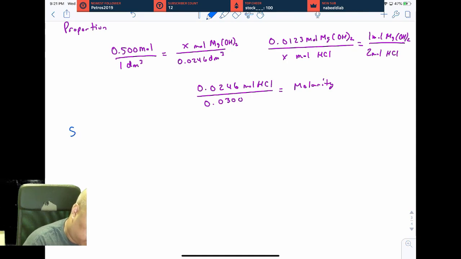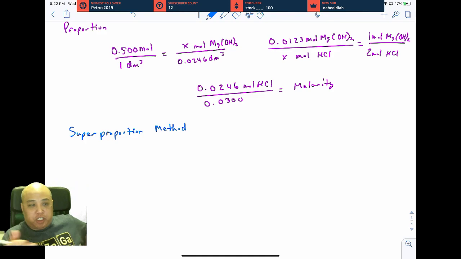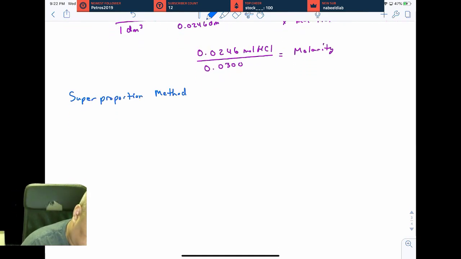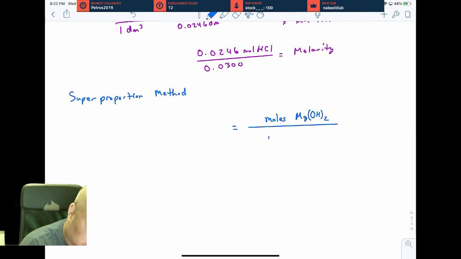The superproportion method kind of originated from this, to be honest with you, because I was trying to find a way to simplify acid-base neutralization, and I set this up, and then I realized, well, this could work for everything. And so what we did, again, the right side of the superproportion is always the moles of your known in the molar ratio over your moles of your unknown, which is 1 to 2.